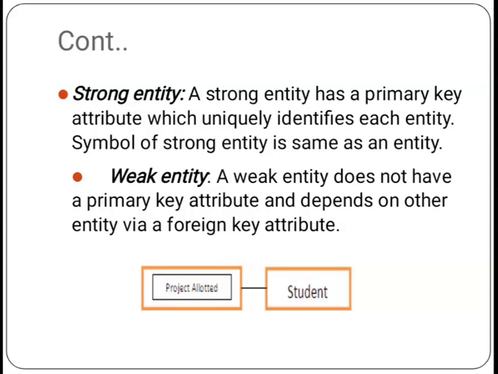Weak entity: it does not have a primary key attribute. It always depends on another entity through a foreign key attribute. It is represented by the double rectangle symbol. Here student is a strong entity, and project allotted is the weak entity, because student has a student roll number or register number, one of the unique IDs. It will be used to retrieve the entries of each student. But project allotted depends upon one of the students. That's why it is represented in a double rectangle, and it is called a weak entity.